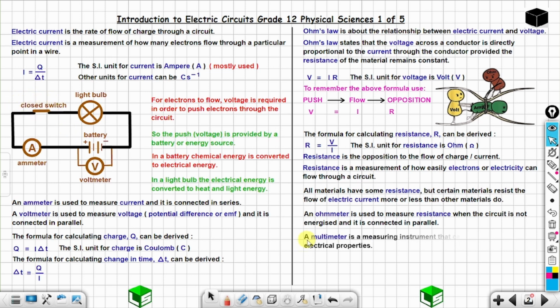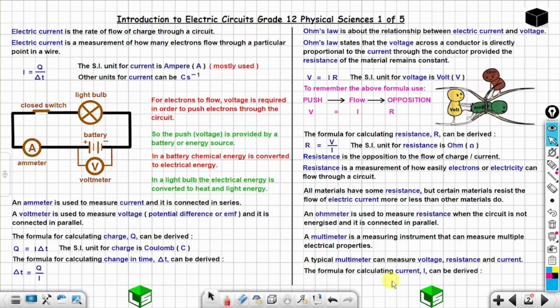We also have a multimeter. A multimeter is a measuring instrument that can measure multiple electrical properties. A typical multimeter can measure voltage, resistance, and current.